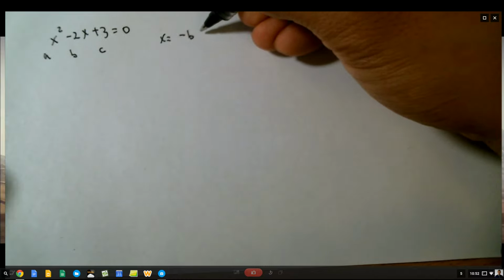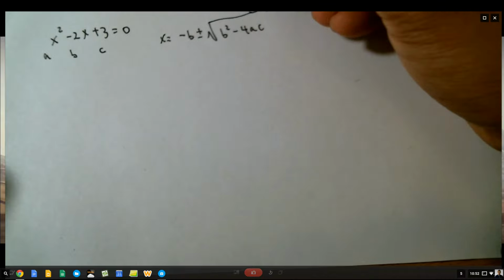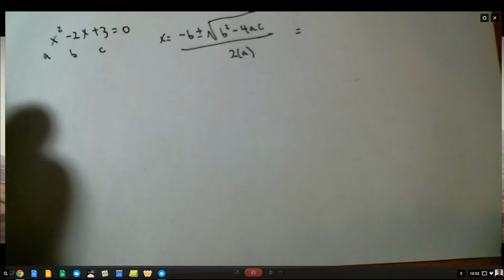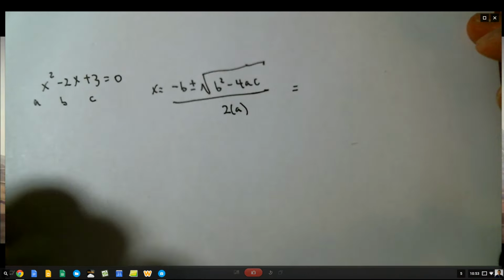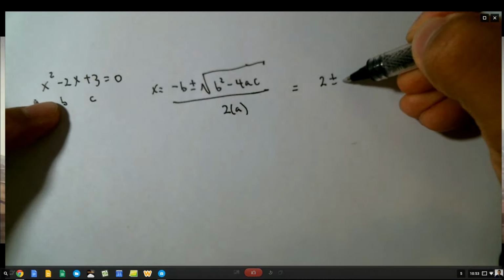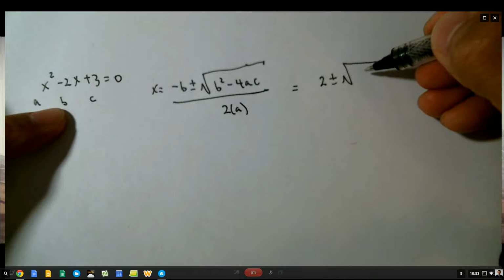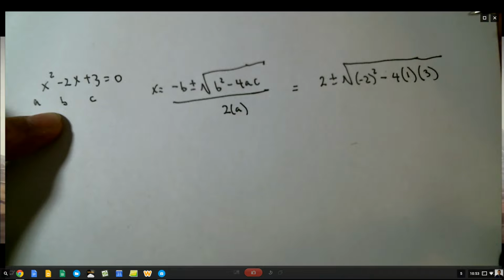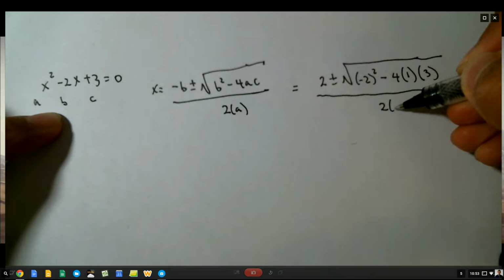So what does the quadratic formula say again? Negative b plus or minus the square root of b squared minus 4ac, all over 2 times a. So let's take a look. Negative b. What is the negative of negative 2? That's just positive 2. Plus or minus the square root of b squared, which is negative 2 squared, minus 4 times a, which is 1, times c, which is 3, all over 2 times 1.